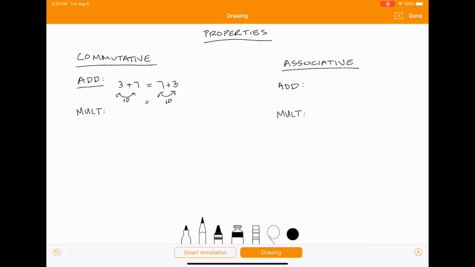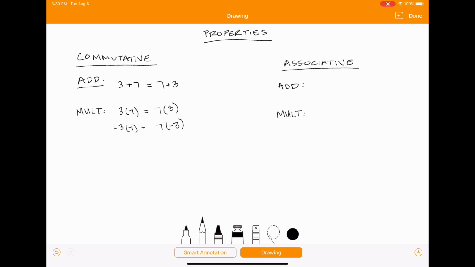Now, the commutative property of multiplication is very similar. It says that in a product, you can multiply the numbers in any order. So again, if we had 3 times 7, the commutative property tells us that that is going to be equal to 7 times 3. And this also works for negative numbers as well. So if we had negative 3 times 7, then that's going to be the same thing as 7 times negative 3.